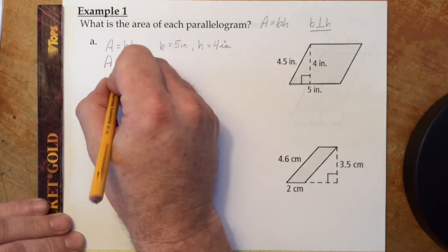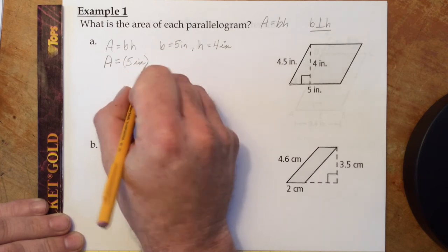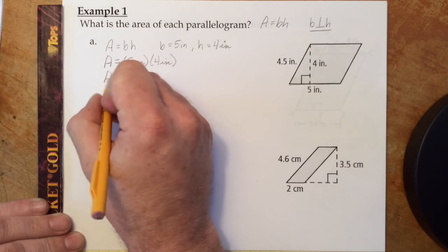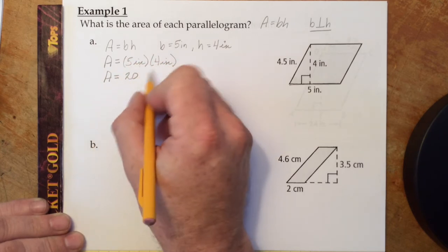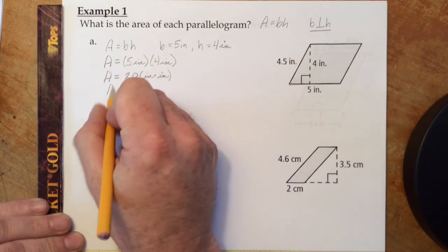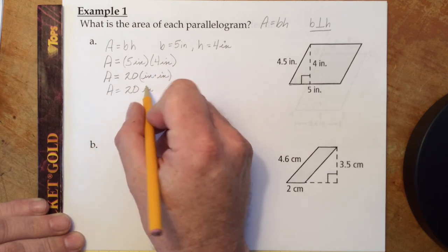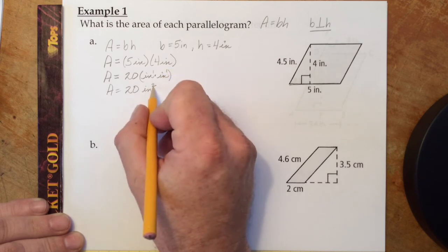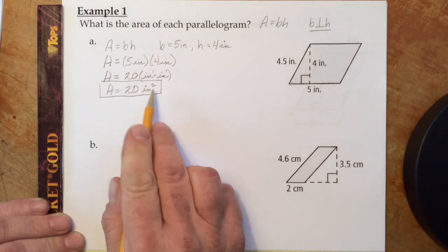So using the formula, we have the base, which is 5 inches, times height, which is 4 inches. When we multiply the numerical parts together, we get 20. Multiplying inches times inches, we get inches squared. Inches to the first times inches to the first is inches to the second power. This is how we get square units in area.